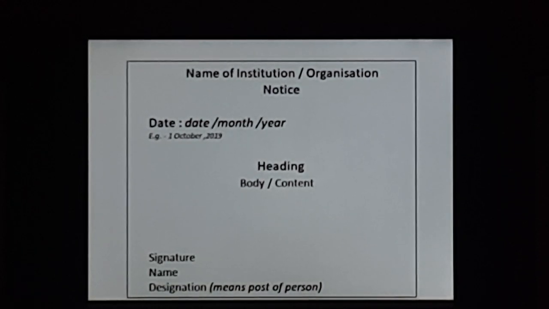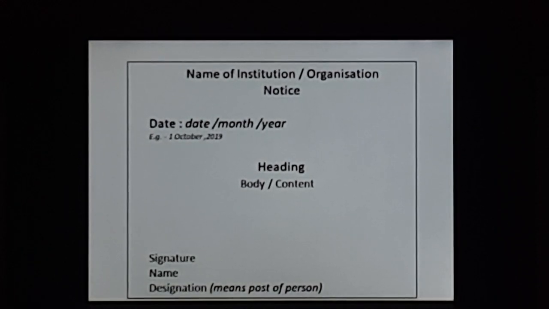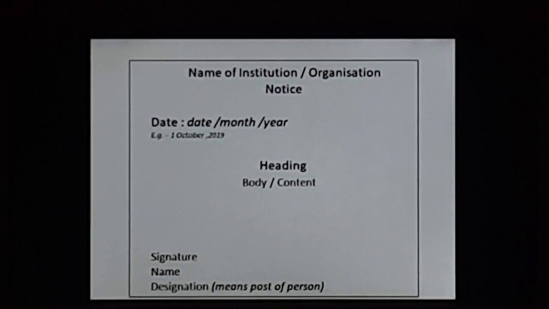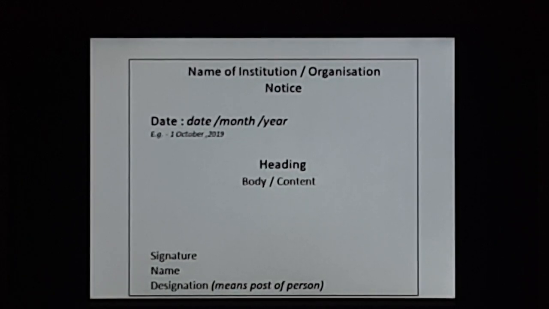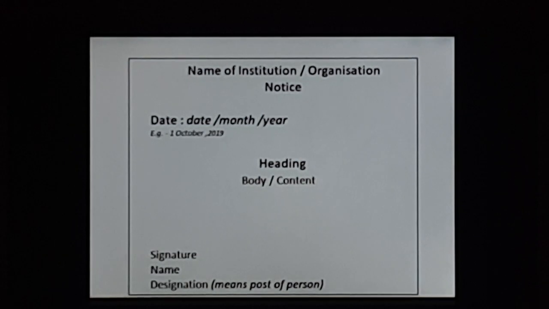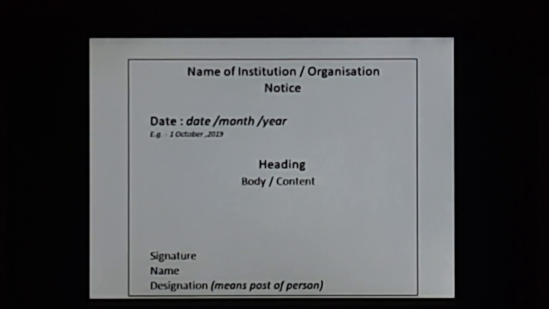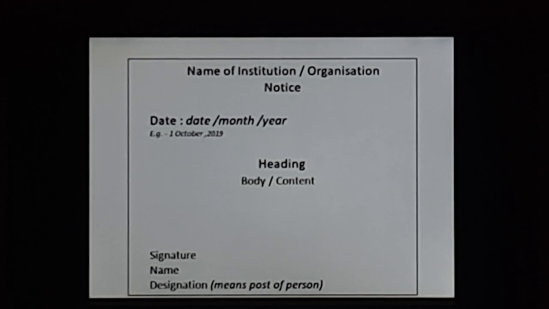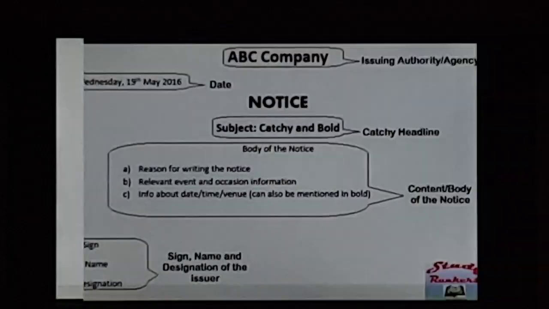See, here it is. This is one of the formats of a notice. Name of the institution or organization. After that we write the word notice, and it has to be in bold letters. These are all kinds of different formats. I'll tell you which one we will be following. Date. Here the date is mentioned before the heading. Then body or content. Soon after the heading, body or content is given there. Then signature, name, and designation.